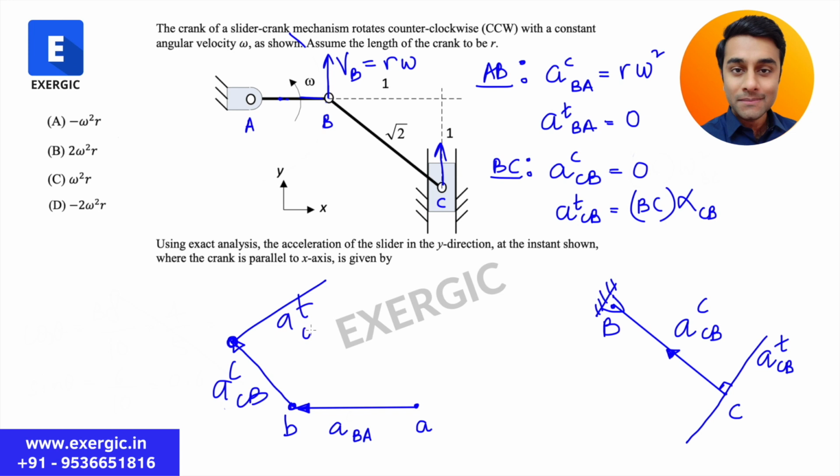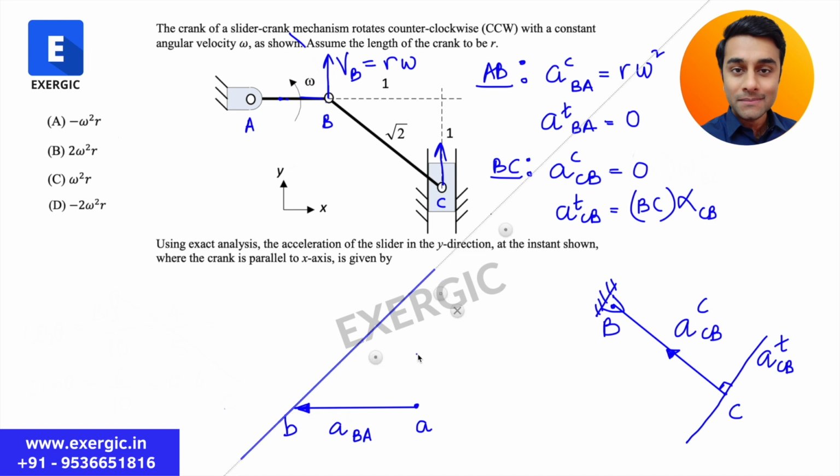So this tangential acceleration of C with respect to A will be drawn from this point directly, since this value of acceleration is 0. So let us draw a line, this line, tangential acceleration of C with respect to B, passing from B. If we do that, this is the line that we will get, right?